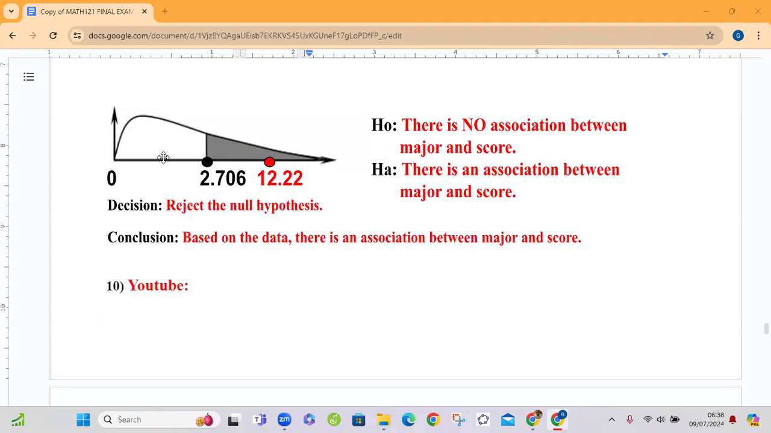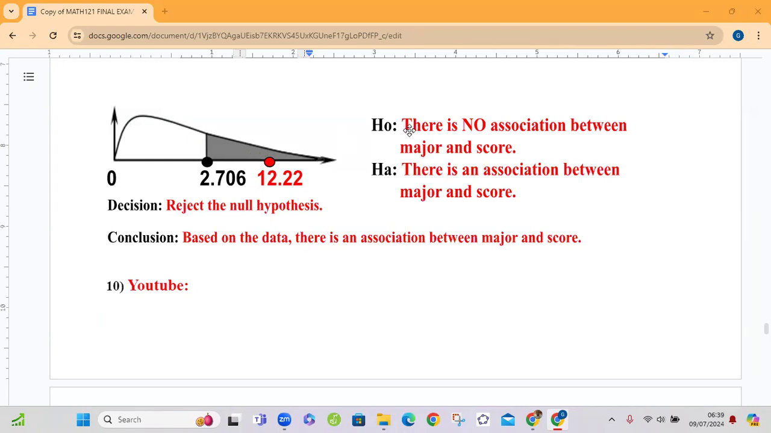As you all know, the distribution curve for the chi-square test is a curve that is skewed to the right. The critical region is on the right, and the critical value is a positive number, which is the critical point. Now we got a chi-square test statistic of 12.22, which is placed in the rejection region because 12 is greater than 2.706. So 12.22 lands in the critical or rejection region.